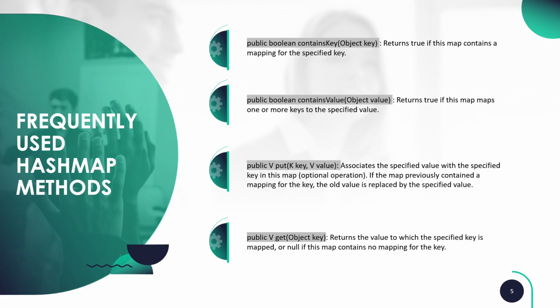Let's move ahead. These are the different kinds of methods that we use as part of HashMap related operations. We usually check containsKey. It takes the key as the argument. You can provide the key as the argument and it will return a boolean, that is true or false. If the key that you provide as the argument of this containsKey method is already present in the HashMap, it will return true. Otherwise, it is going to return false.